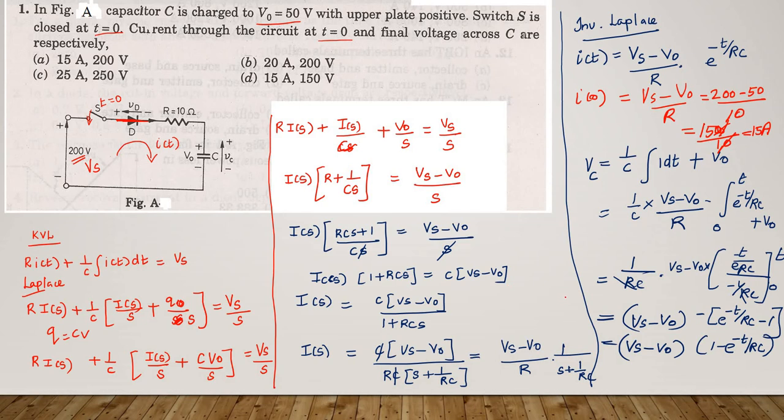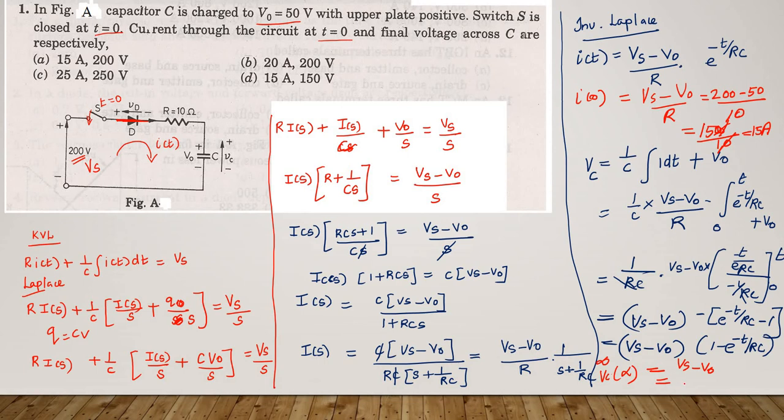Okay, next find out the final voltage across C. Final means that is infinite. Final VC of infinity I am going to find out. VC of infinity equal to what? (Vs minus V0) into (1 minus e power minus t by RC). e power minus infinity is 0. So the final answer is Vs minus V0.